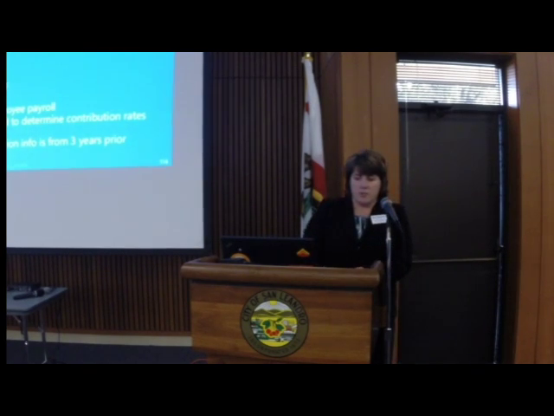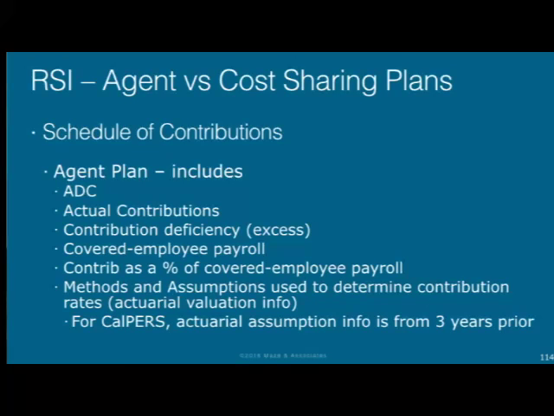So the schedule of contributions for the agent plan includes the actuarially determined contributions, the actual contributions, and the difference. If you're in CalPERS, there can't be a difference, right? You're required to make the contributions, so there won't be a difference, but you still have to show this calculation. Then covered employee payroll, we'll go over in a second. We've already alluded to it. And the contribution as a percentage of covered employee payroll. Methods and assumptions, and for CalPERS, the actuarial assumption information is going to be from 3 years prior, because that's when the actuarial valuation is used to set the rates for that particular measurement period.